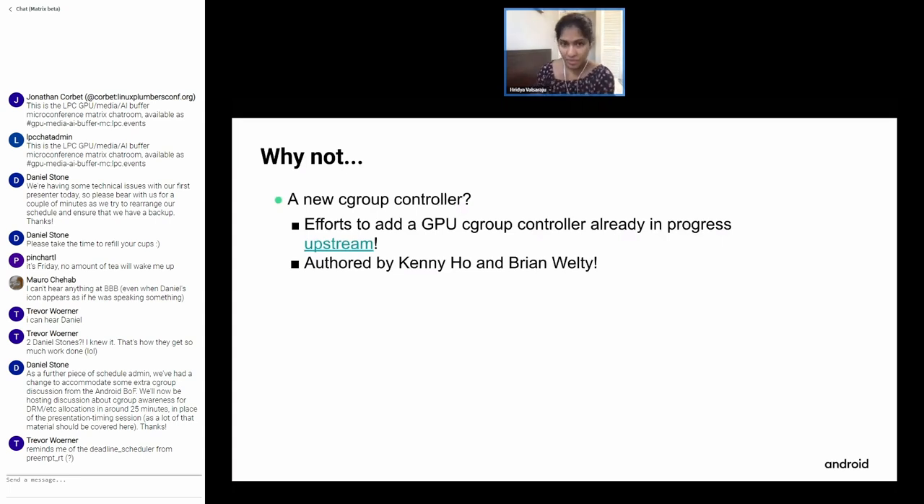We looked into the GPU cgroup controller that is already under construction upstream. It looked like a good fit for what we wanted to do. And Daniel V has also been encouraging us to evaluate it for Android for some time now. So we did that, and over the next few slides, I can walk you through what we found out.